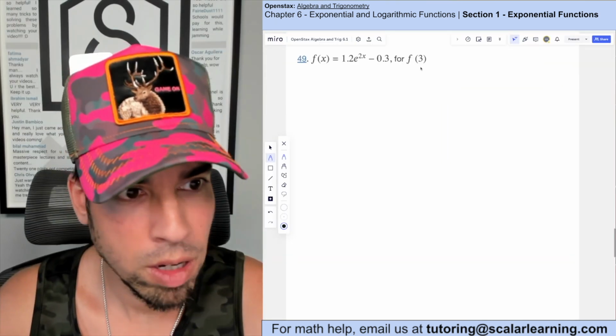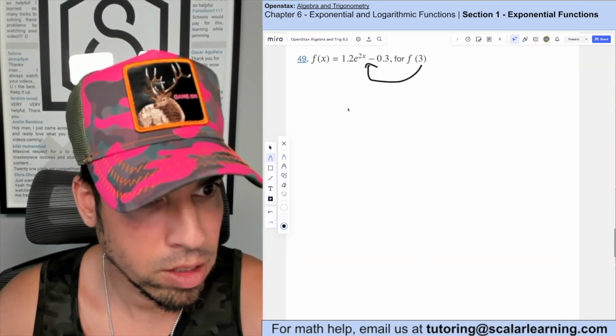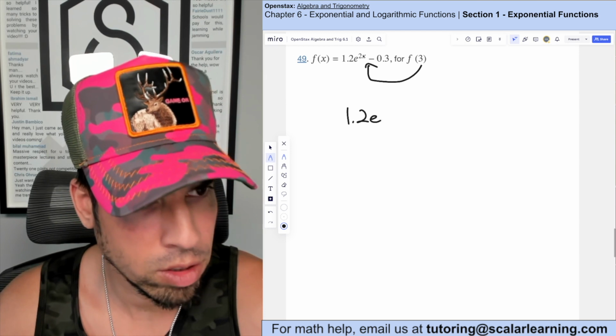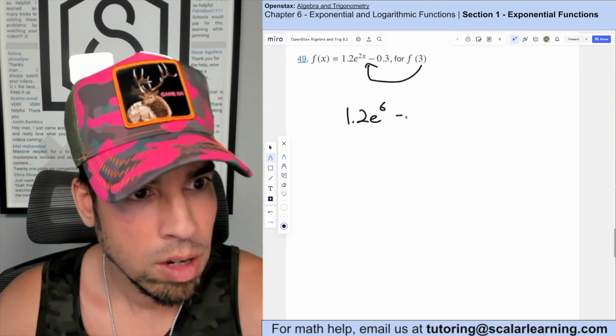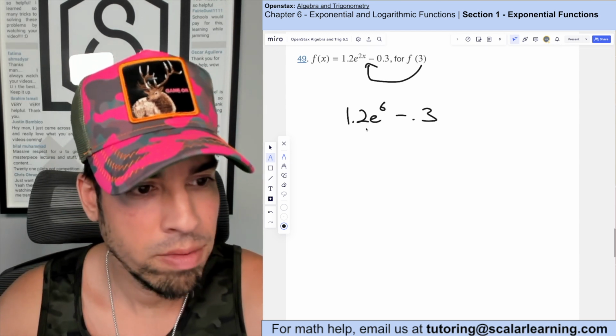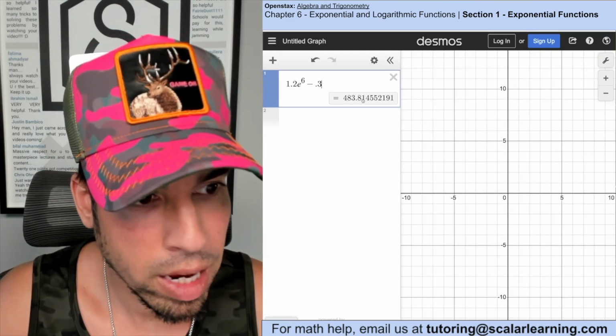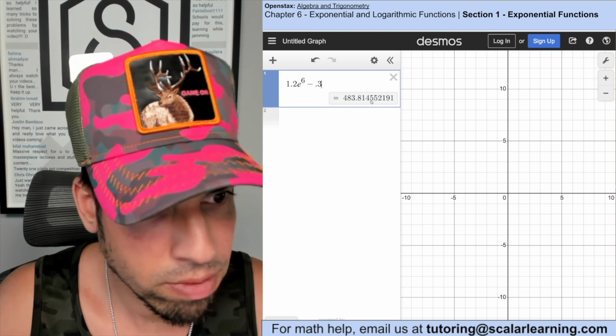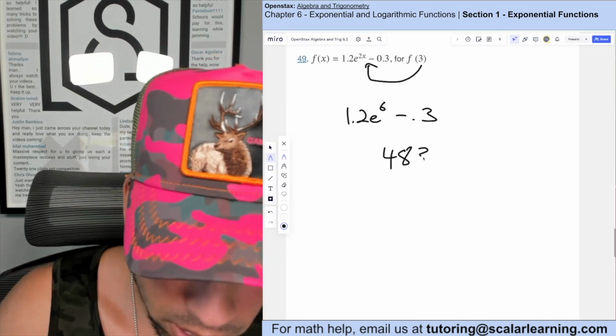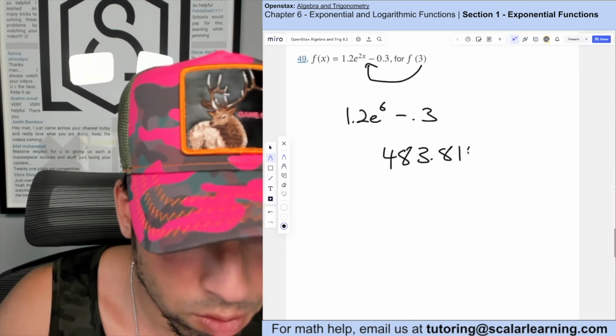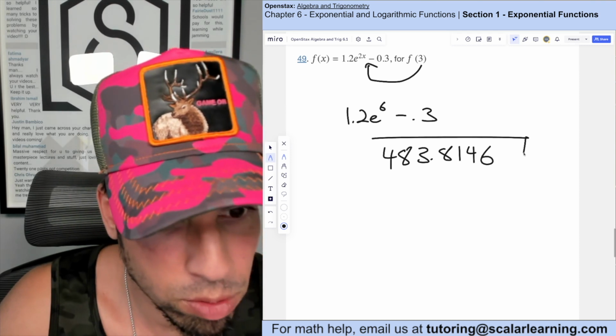For this one, we're going to plug and chug. We're plugging 3 in for x, so we have 1.2 e to the 2 times 3, which is 6, minus 0.3. So let's evaluate this in Desmos and see the approximation. So we get 483.814, and then we're going to round that 5 up to 6. So we got 483.8146 for the approximation. Boom, done.